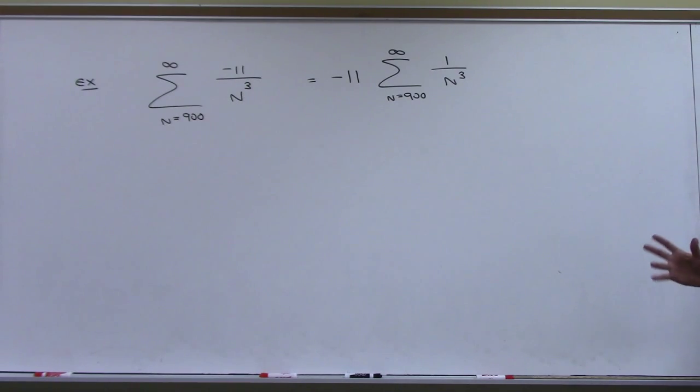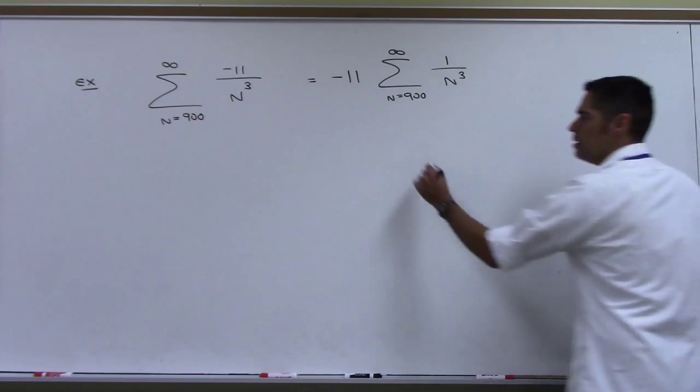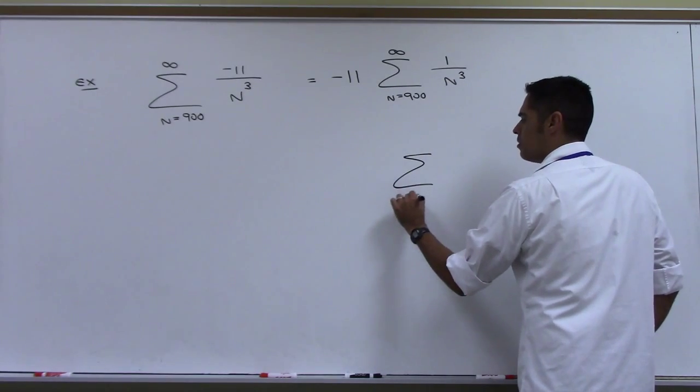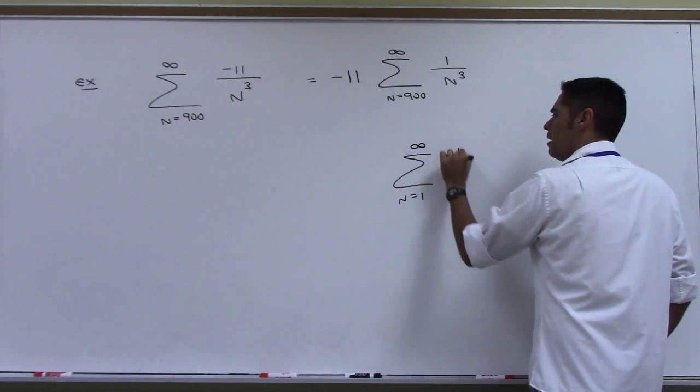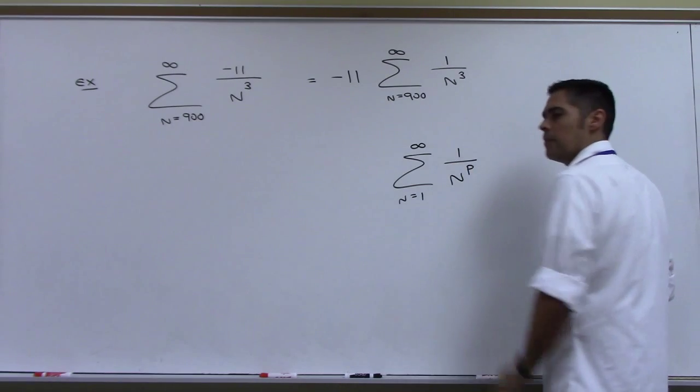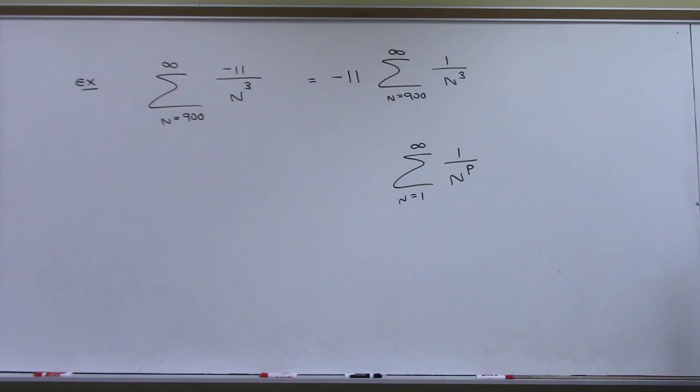The sum is starting at 900. Do you think that that's going to matter? No. What does the formula say? It says p-series looks like this. N equals 1 to infinity of 1 over n to the p, right? It needs to be starting at 1? That's what I'm asking you. What do you think? Does it need to start at 1 for me to be able to say converge?